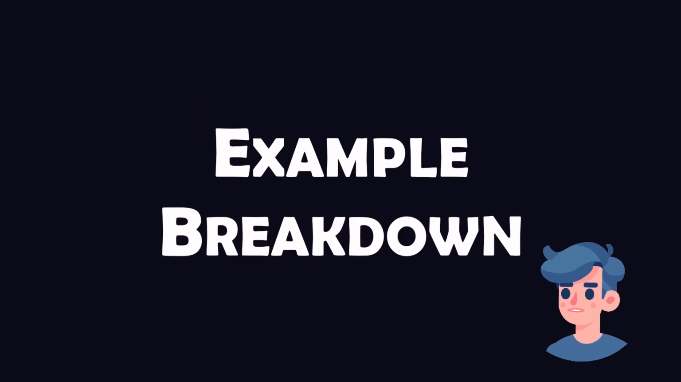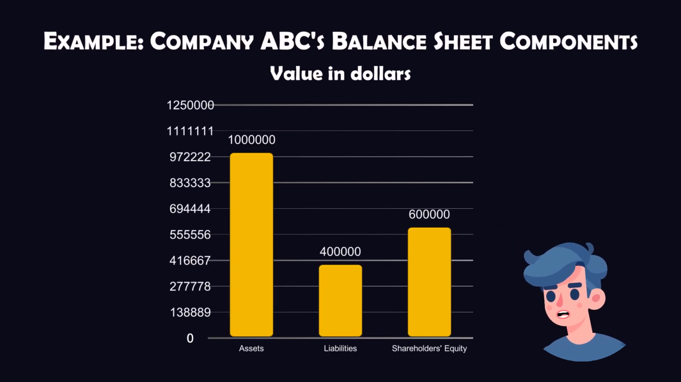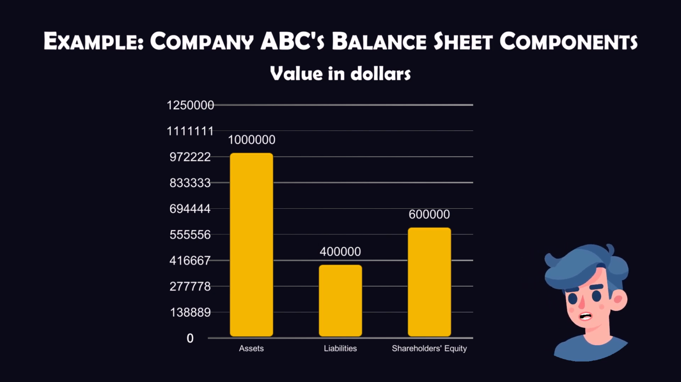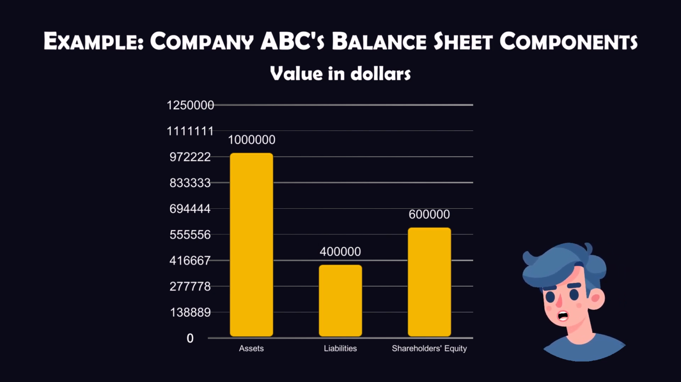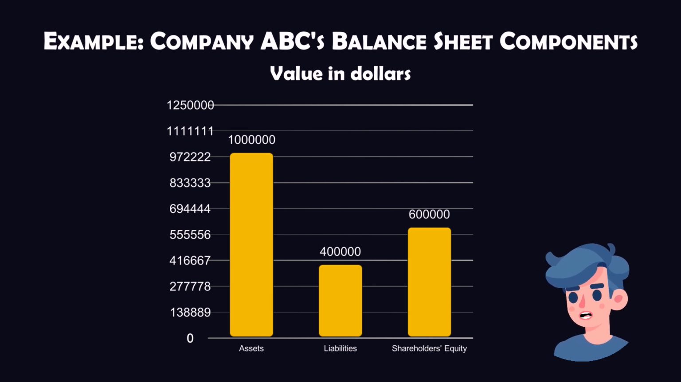Let's explore an example. Suppose company ABC has $1 million in assets, $400,000 in liabilities, and $600,000 in shareholders' equity. As per our equation, assets equals liabilities plus shareholders' equity, confirming $1 million equals $400,000 plus $600,000.